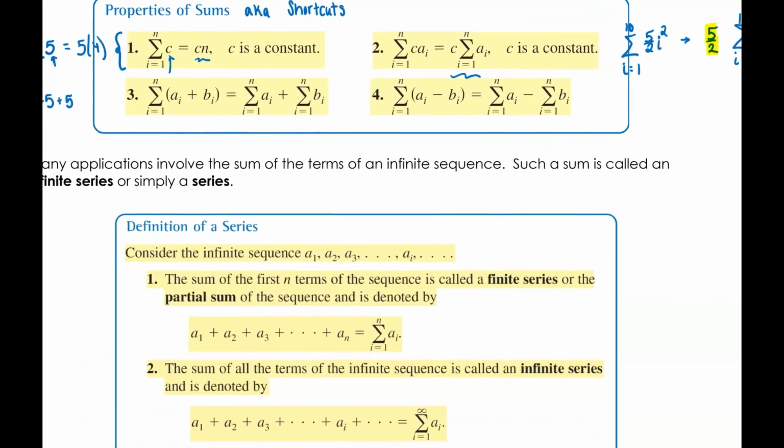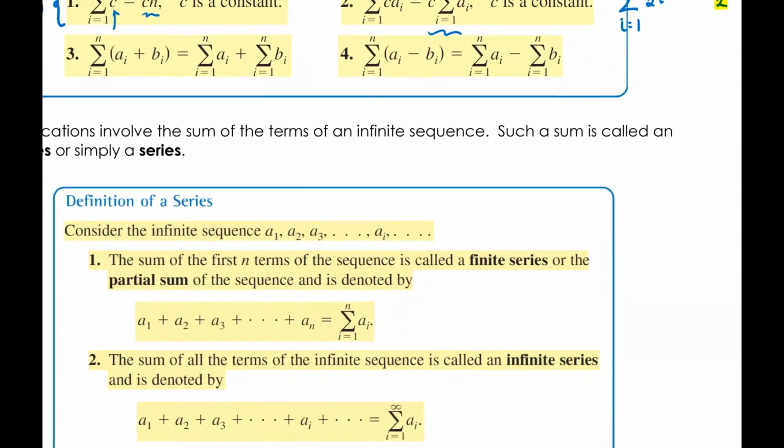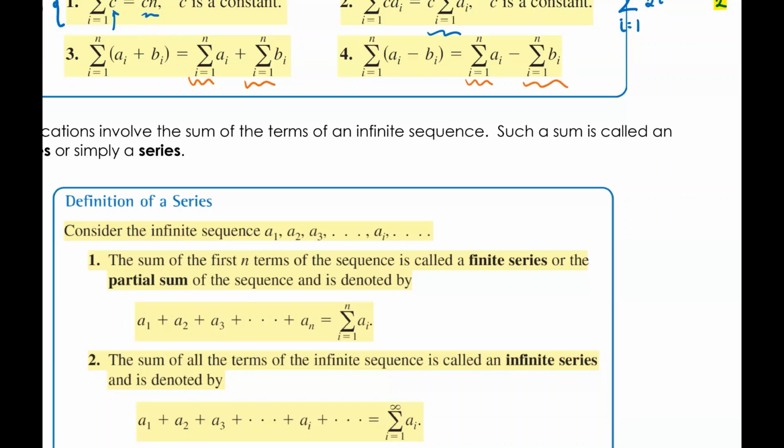The next two I think are pretty straightforward. The sum of a sum is the same as doing the sum of each individual term. And then the same thing holds true for a difference.